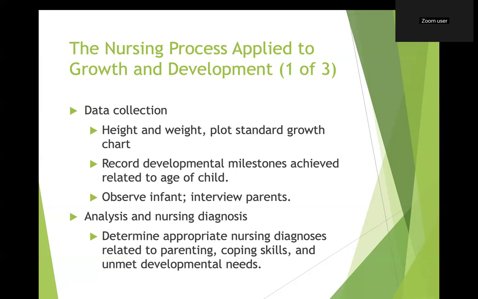You've probably all seen this, where they'll say, this is the child's height and weight, and according to the graph, the plot for that child's age group, they are at the 80th percentile or 90th percentile, which tells you if they're on track, if they're growing at a faster rate, slower rate, or if they're within that normal range. They also want to record the developmental milestones that are achieved related to the age of the child. Now, every child is going to be different.